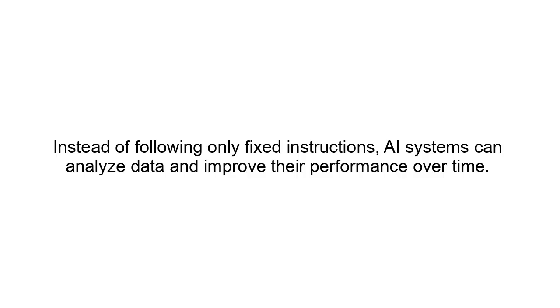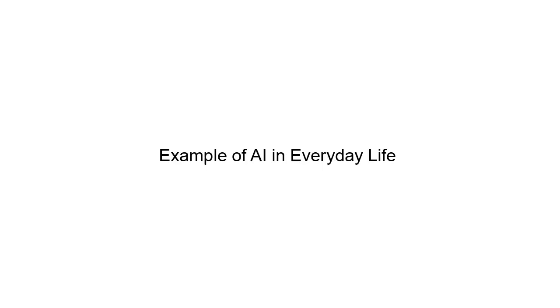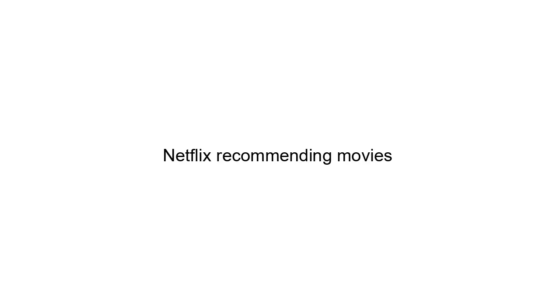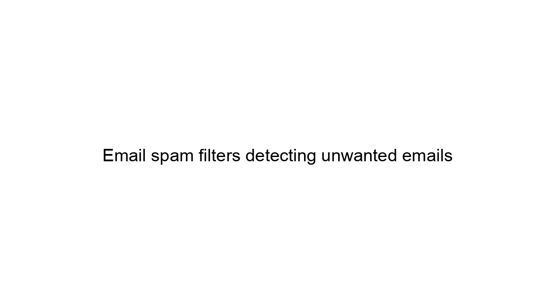Example of AI in everyday life. AI is already part of daily life. Examples include Google Maps suggesting the fastest route, Netflix recommending movies, email spam filters detecting unwanted emails, face recognition in smartphones. These systems use AI to analyze patterns and make predictions.